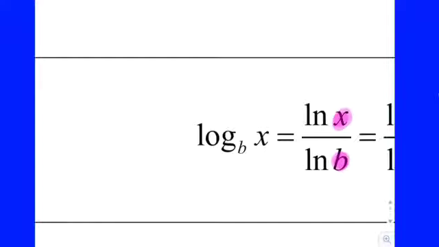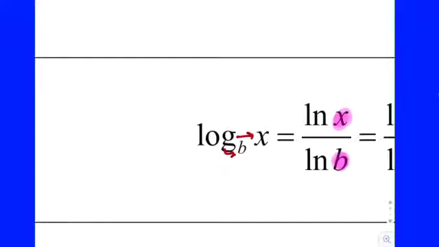You can also see the way it's written in the problem. The x is written a little bit higher than the base because the base is a subscript. So notice the x is higher than the base, so the x goes in the numerator. So that's one way to do it.